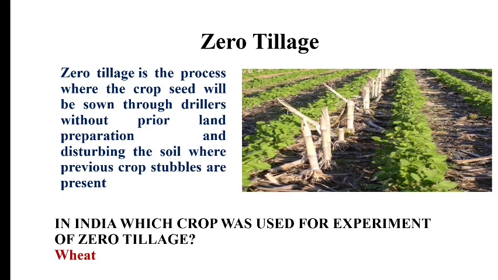Then I asked one question: what is zero tillage and which crop was used to experiment with zero tillage. Zero tillage is the process where the crop seed is sown through drillers without prior land preparation and without disturbing the soil where the previous crop stubbles are present. It means the opening of soil is kept to a minimum and the remains of the previous crop are kept in the farm, which act as mulch as well as organic residue for the upcoming crop. In India, wheat was the first crop used to experiment with zero tillage.